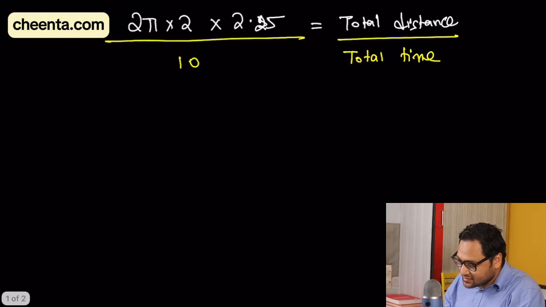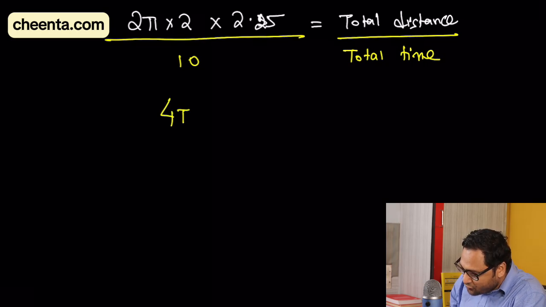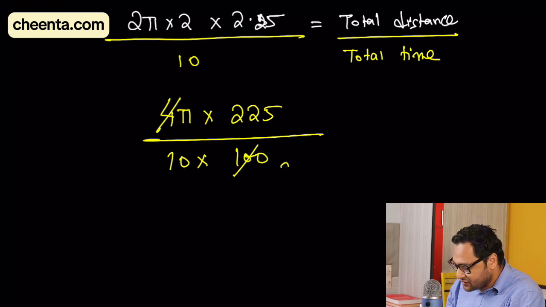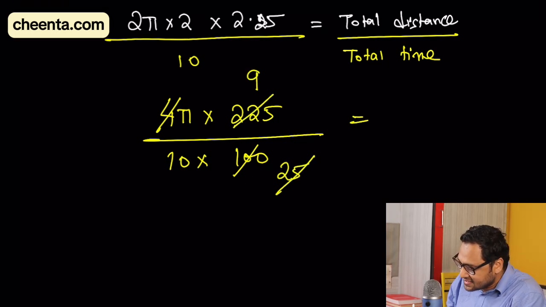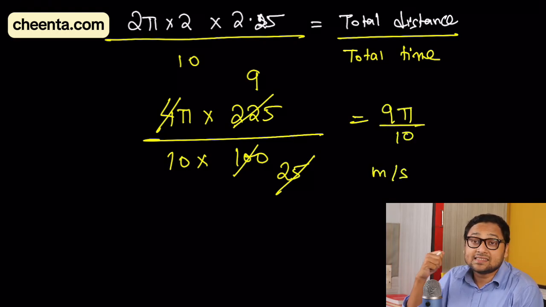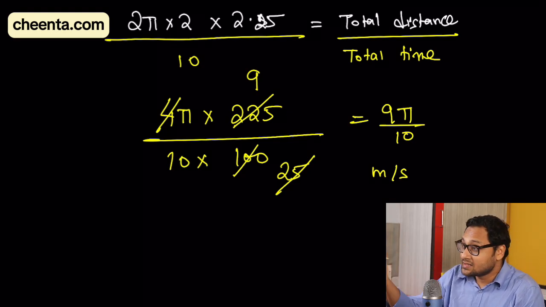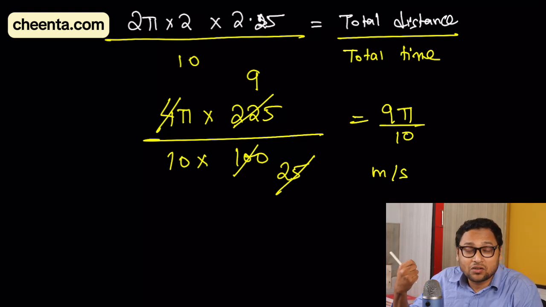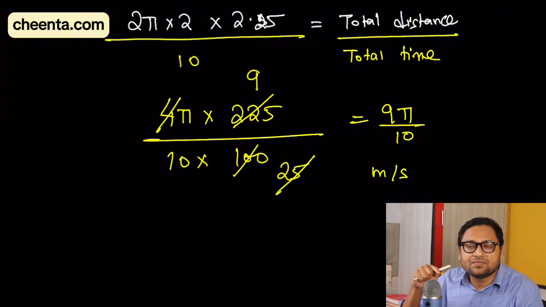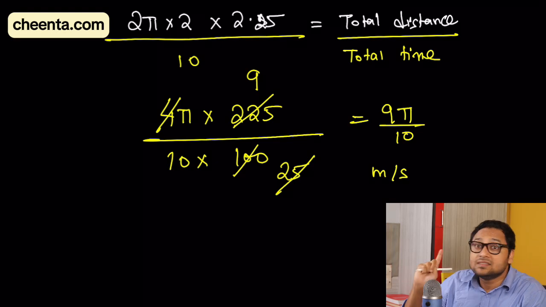Okay, that's great. So let's try to simplify this. This is 4 pi times 225 by 10 times 100. Now we can cancel off 4, so we have 25 left. And then we can cancel off 25, so we have 9. So this is 9 pi by 10 meters per second. This is the average speed of the particle: the total distance traveled divided by the total time taken.